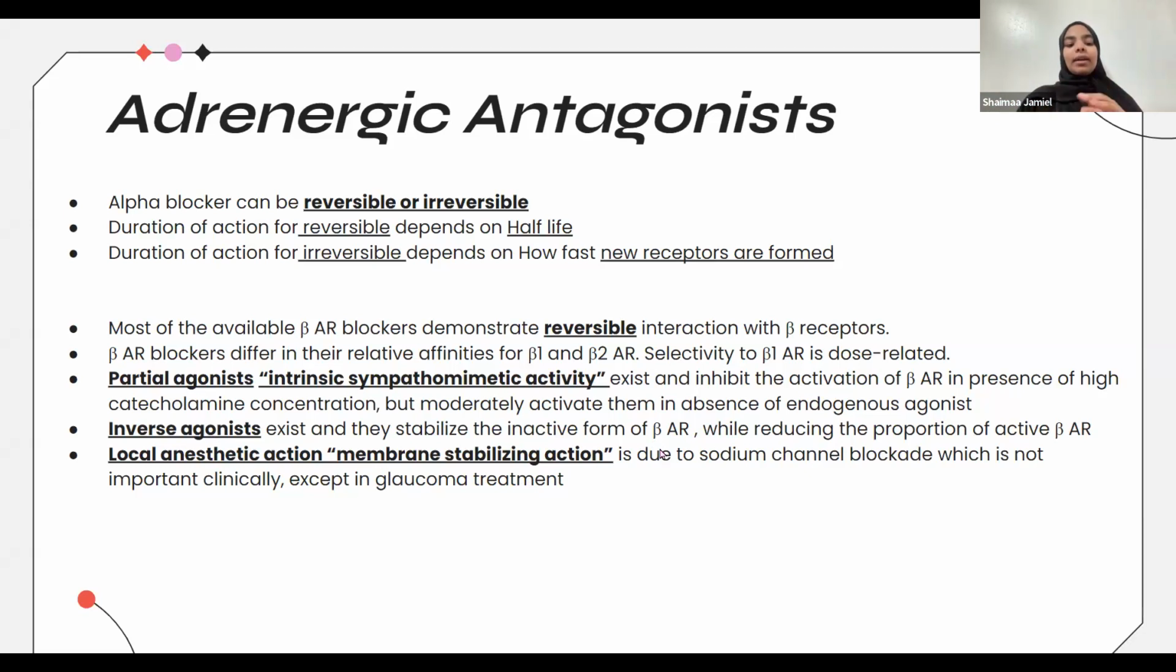Okay. Then this one, which is not very important, the local anesthetic action or membrane stabilizing action. Basically, it blocks sodium channels, so the membrane stays relatively stable. It doesn't get depolarized. And this is important in glaucoma, nothing otherwise, okay? So do you guys have any questions related to the partial agonist, inverse agonist, local anesthetic? Or we can move on.